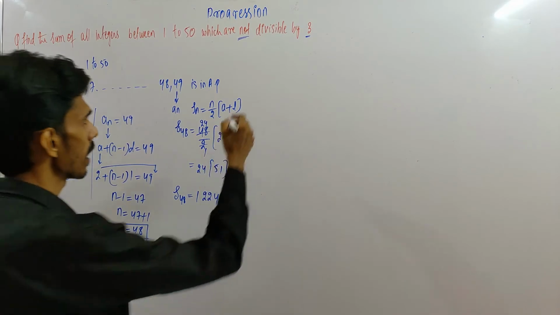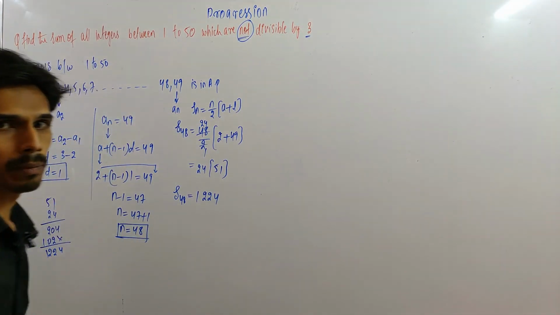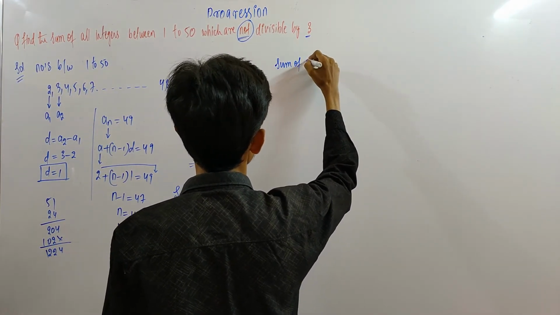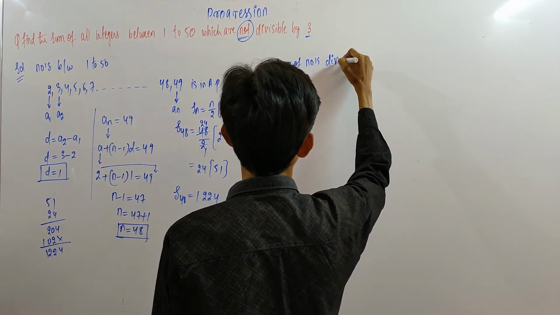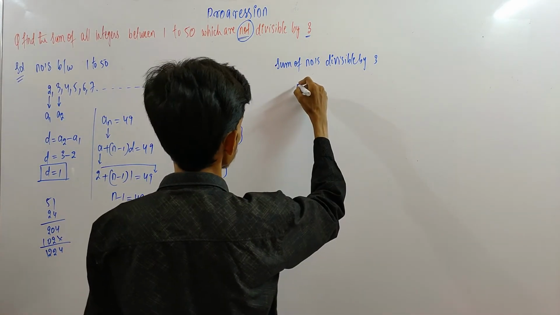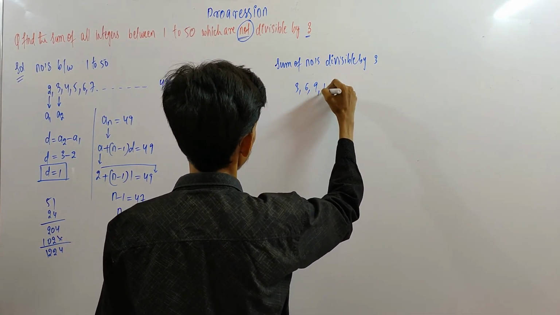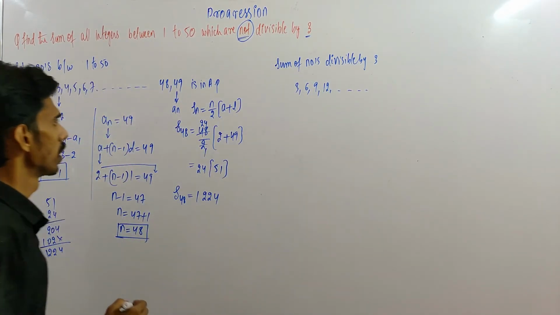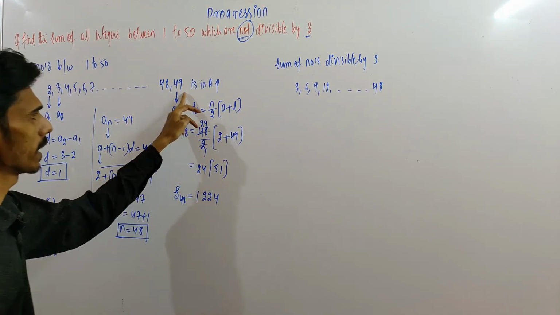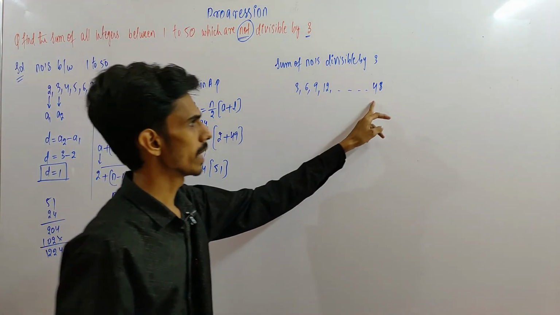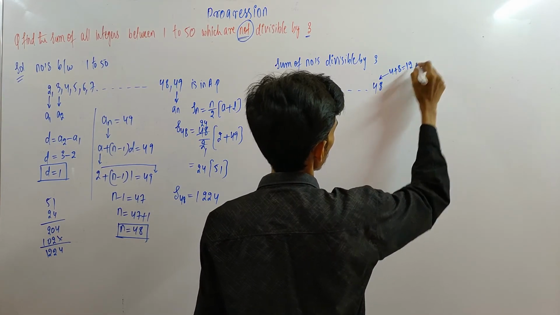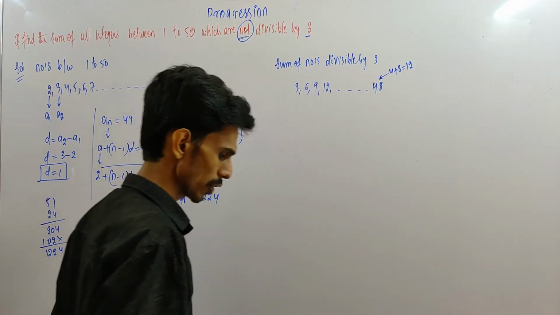But in the question we have been asked not divisible by 3. Let us calculate the sum of numbers divisible by 3. We have numbers 3, 6, 9, 12 and so on up to 48. Since 49 is not divisible by 3, 48 is divisible by 3. How can we say that? Because if we add 4 plus 8 we have 12. 12 is a multiple of 3. So 48 is the last number.